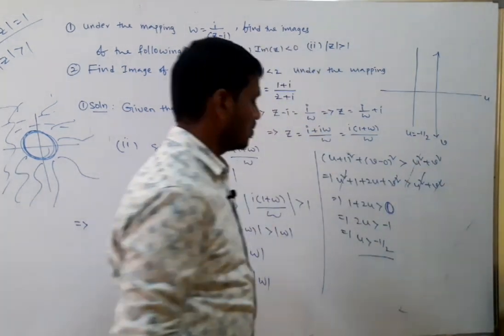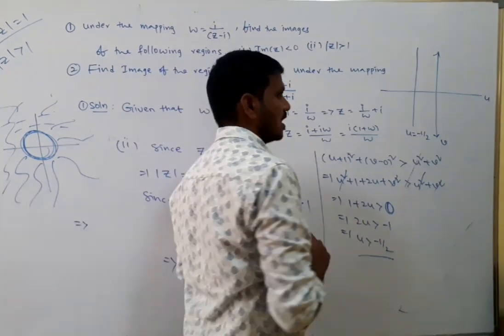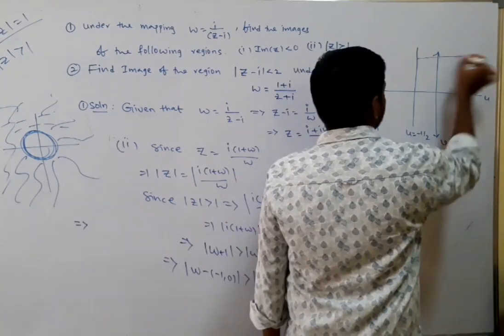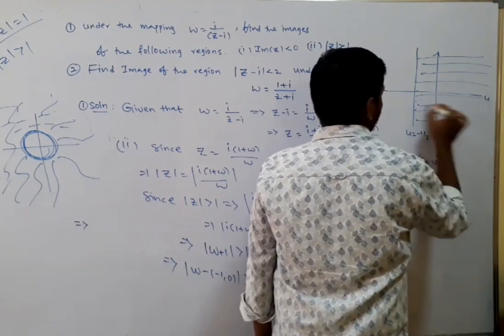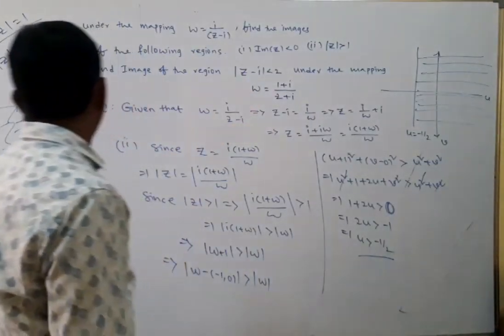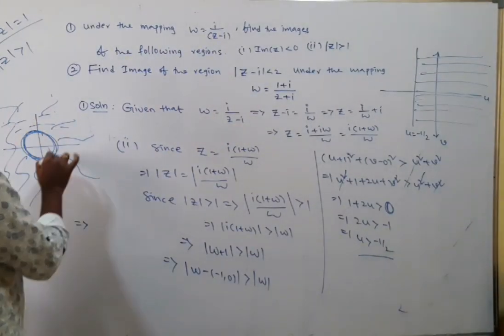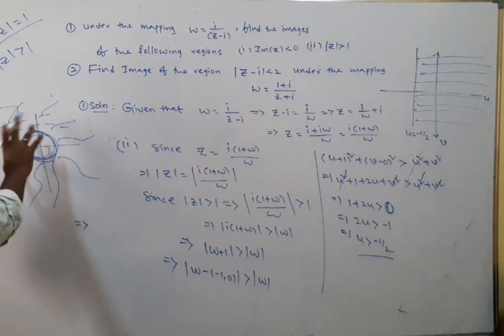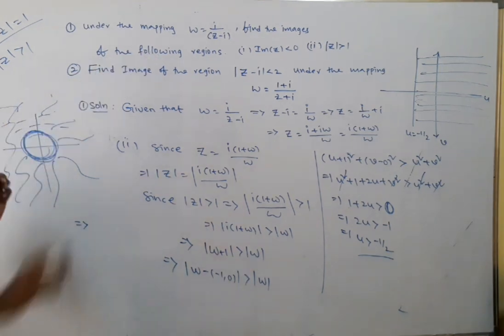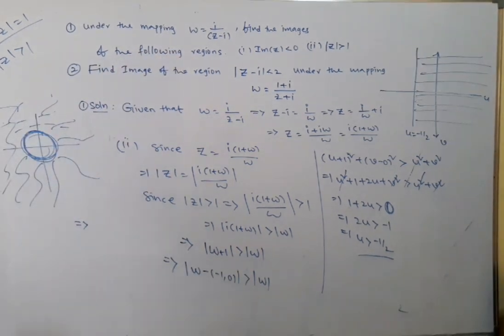What is the region here? The values of u which are greater than minus 1 by 2. So this is the image under the mapping. Is it clear? This is the image of the z plane, where we are just excluding the unit circle. It is the region u greater than minus 1 by 2. Next, coming to the next problem, second problem.